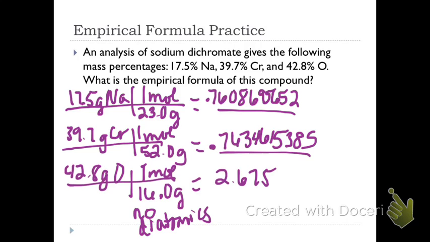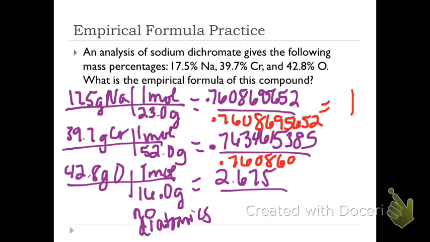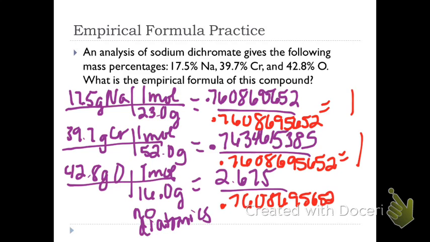Now you divide them all by the smallest and make sure you double check which one is the smallest. The smallest here happens to be the first one, 0.7608695652. That comes out to be 1. Then the second one, divided by 0.7608695652, is roughly 1. And for the last one, I get 3.5. So what do you do when it ends in 0.5? You multiply them all by 2.